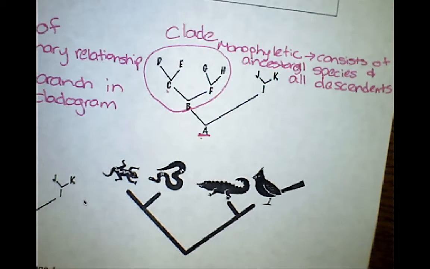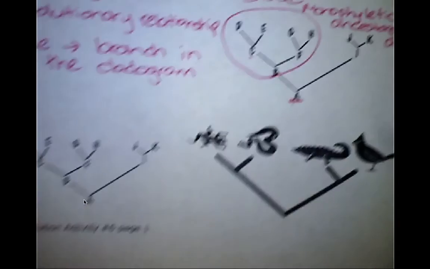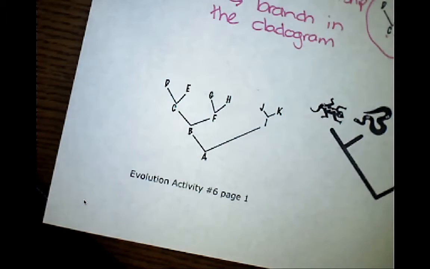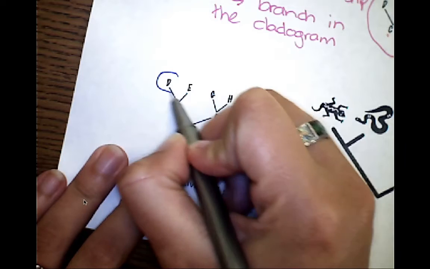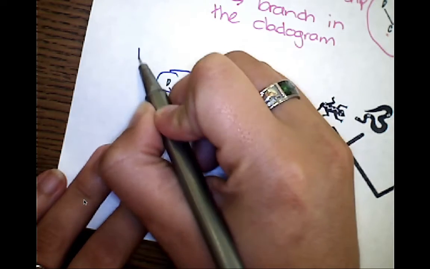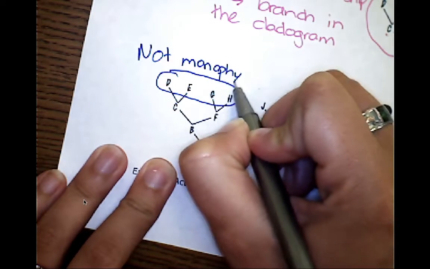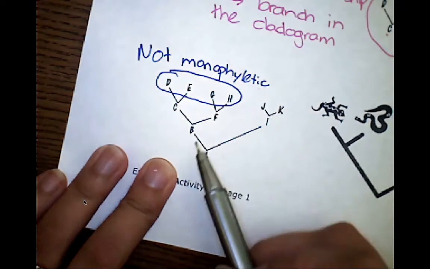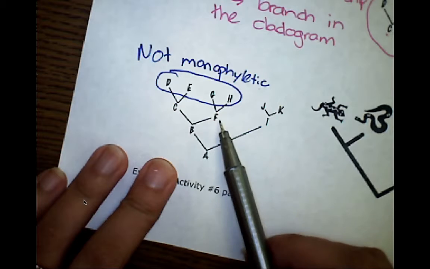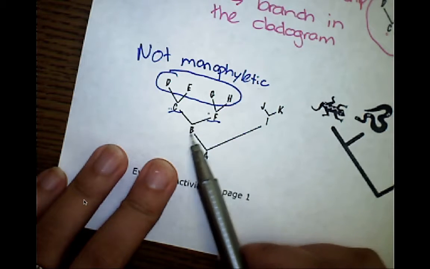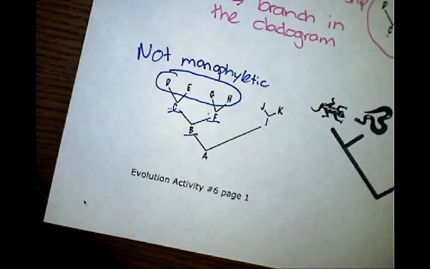Let's compare that to something that's not monophyletic. And then we'll look at a real-world example there, okay? So if I were to circle, I'm going to change colors just so you guys can really see this. If I were to circle just these top ones here, this would be not monophyletic, because I'm missing the ancestral species. I'm not circling these guys down here. I'm missing C and F and B, okay? So that's why it's not monophyletic.